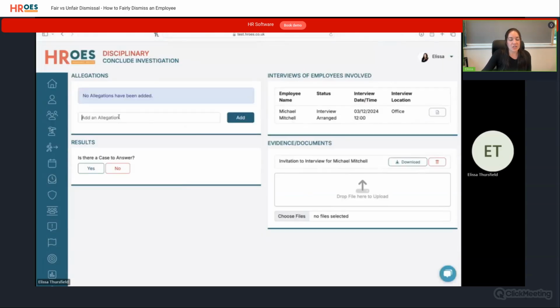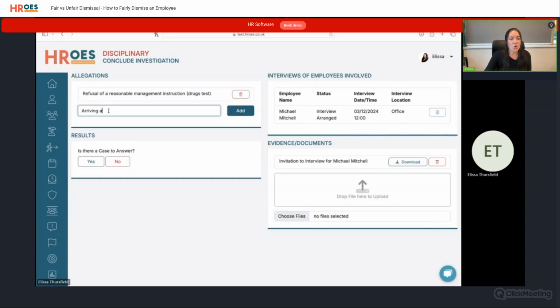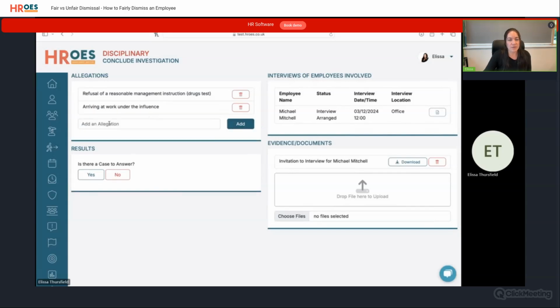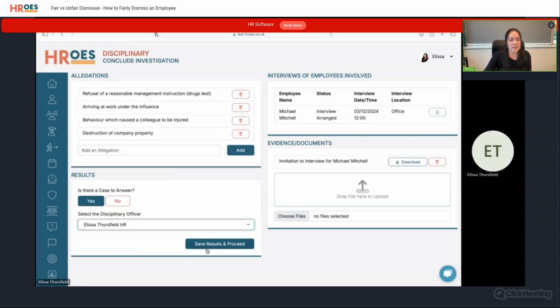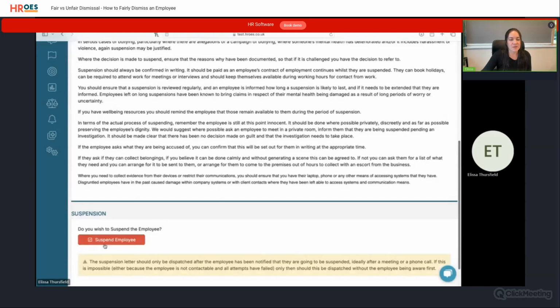We move on then to make the decision. So the allegations, we're going to be nice and specific here. So we've got refusal of a reasonable management instruction in relation to a drugs test. We've got they've arrived at work under the influence. We've got behaviour which caused a colleague to be injured, and destruction of company property. We think there's a case to answer, and we're going to select our disciplinary officer.